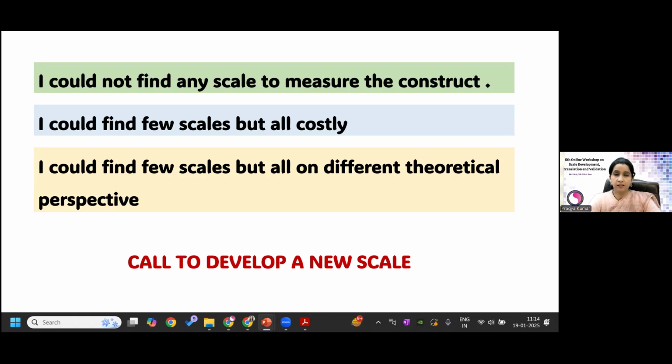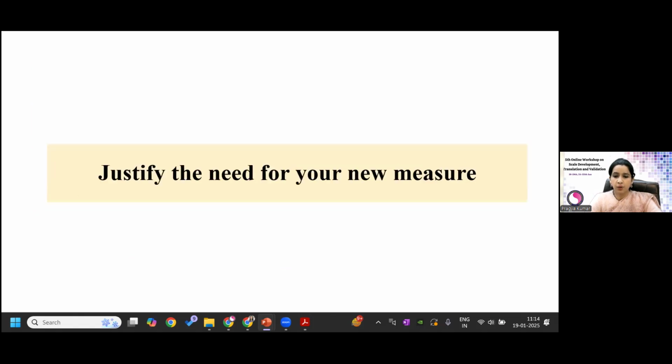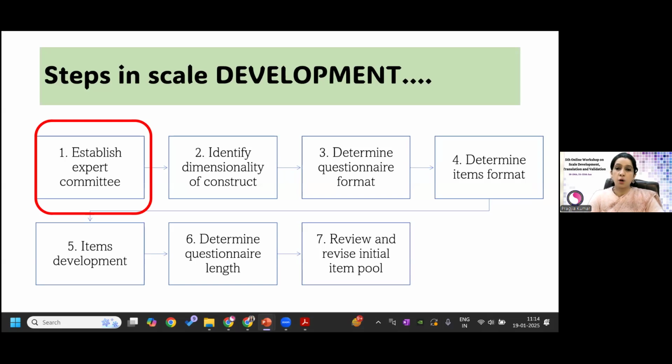So in that case, if you have to start from scratch, then you have to develop it. First you have to justify the need for your new measure. Of course you will write all those things in the background, that they are paid, or maybe there is some copyright issue, and then you need your new measure, or maybe your construct is a little different from the construct which they have identified. So if you are starting from scratch, till now what we have discussed is, if there is a scale and it is under a Creative Commons license, it means you can use it.